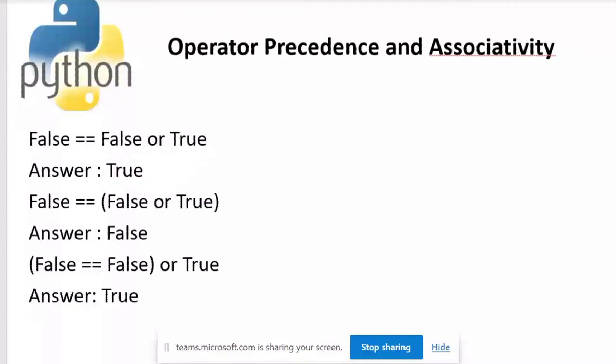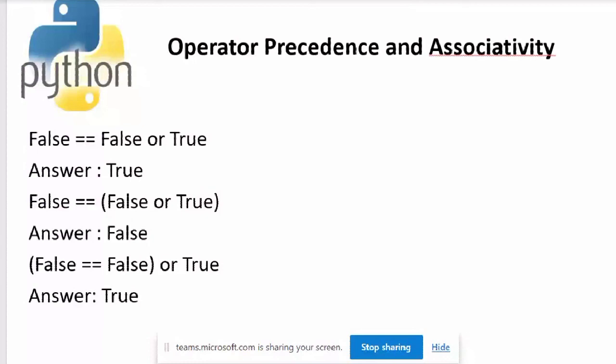Yeah, this is a bit tricky on this one actually. So anyone, can you tell me, I actually gave the answers, but you have to tell me how you got that answer. You have to tell me the order, which is first and which is next, and how we got that answer, right? Okay, so in the first example, we just wrote it as false equals to false or true.